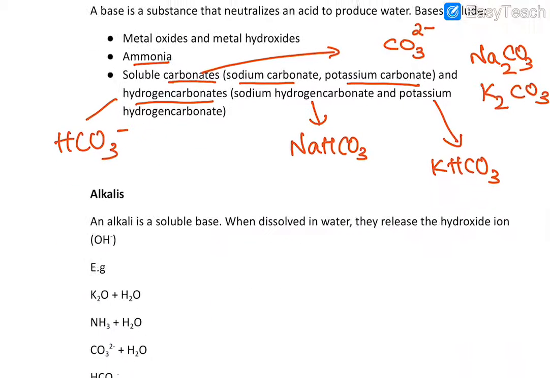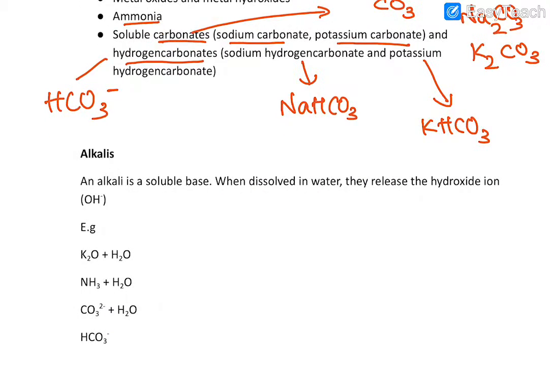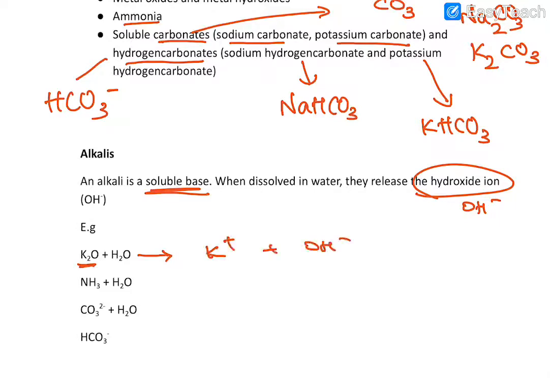Okay, now alkalis are soluble bases, and when dissolved in water they release OH minus ions. So anything that produces OH minus ions in solution is an alkali. For example, here this is going to dissociate, it's a metal oxide, so K plus plus OH minus. Balance the equation as such. Ammonia is a weak base, so I'm going to use a reversible arrow. This gives me NH4 plus and OH minus.